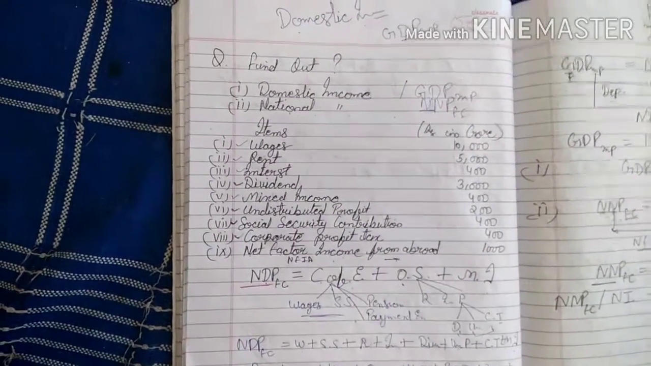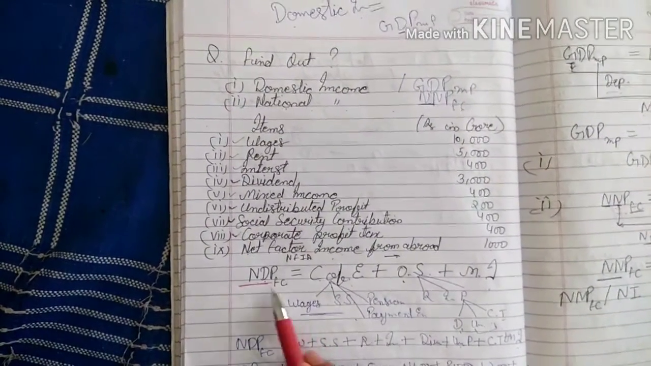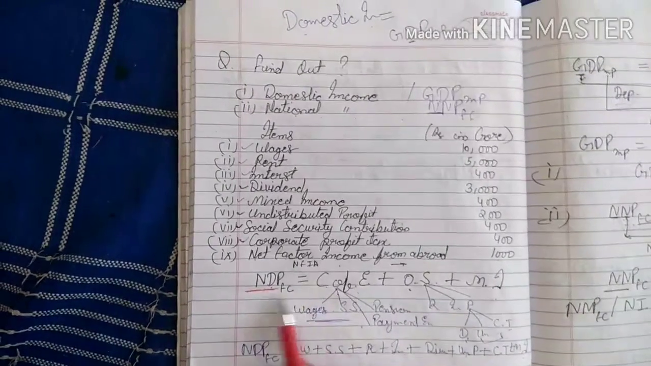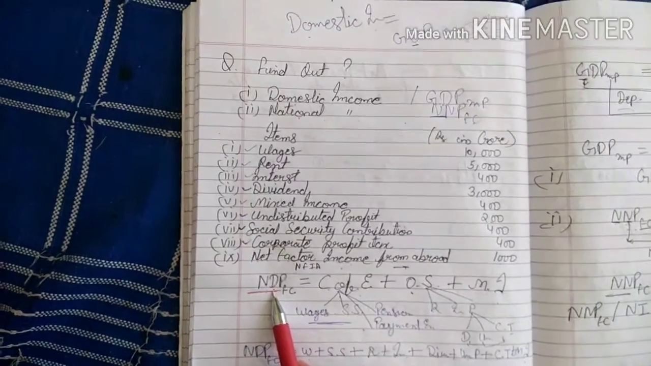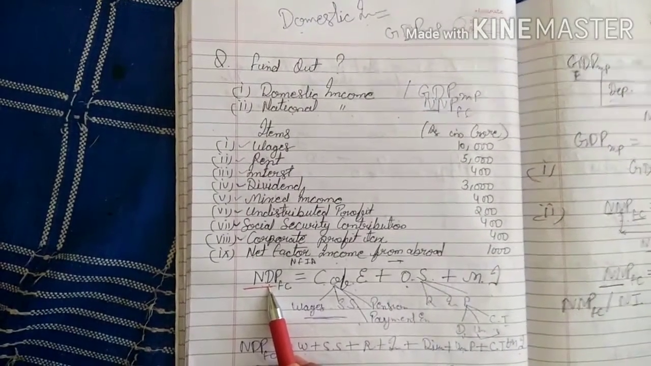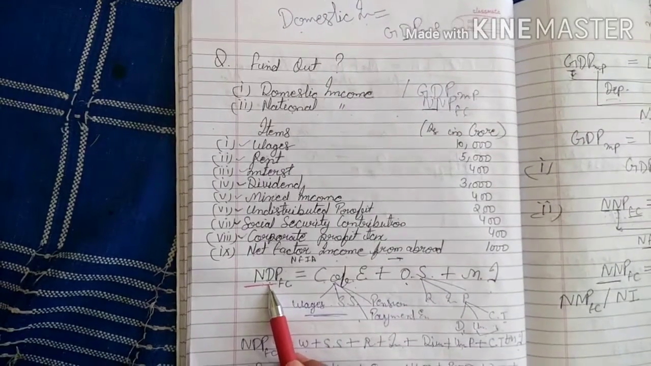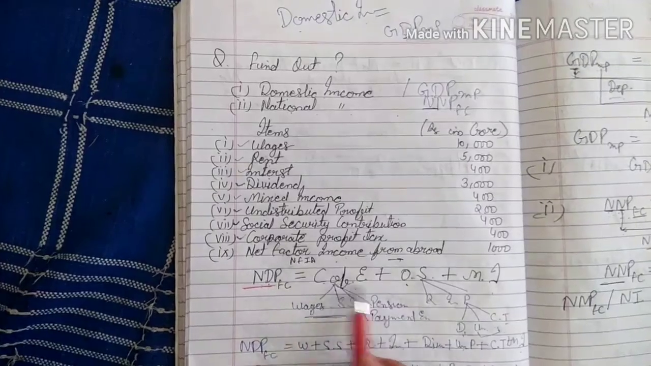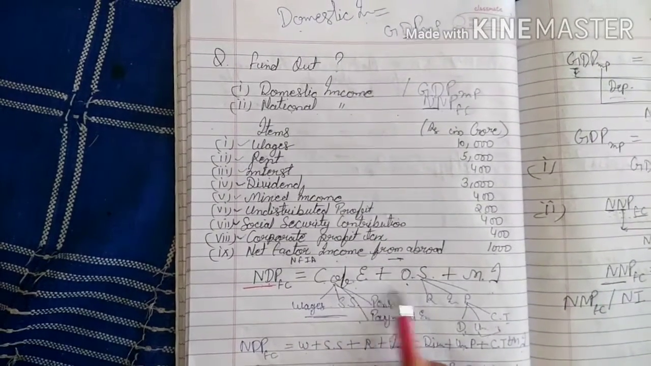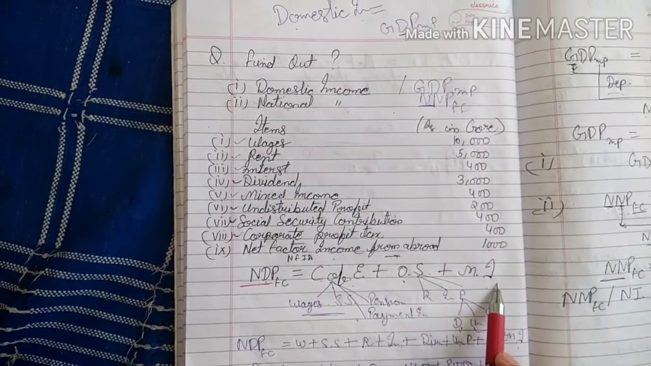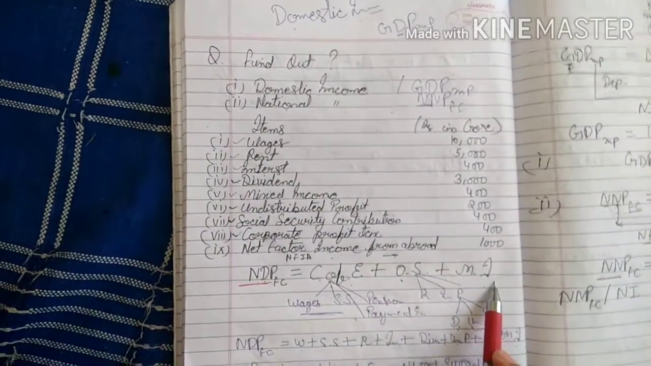We get the total value of NDPFC. NDPFC equals to, what is the formula? First, remember one thing: through this method we get NDPFC. Second thing is the formula of the income method. The formula of the income method is NDPFC equals compensation of employees plus operating surplus plus mixed income. Three variables are added in this formula.